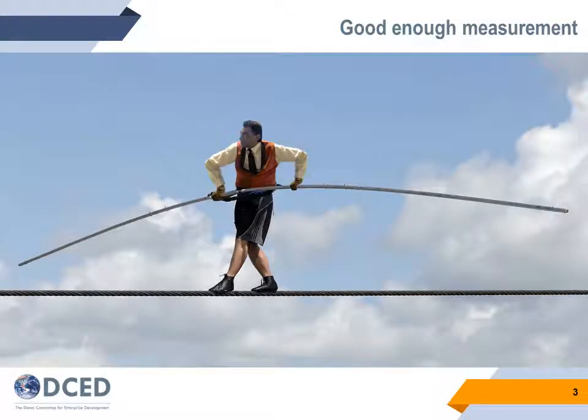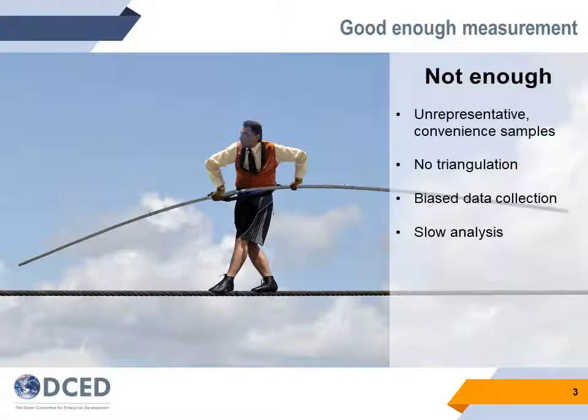So when it comes to data collection, I think there's an important balance to be struck. On one hand, there's no point in doing terrible measurement. What do we mean by this? It means that you take samples that are unrepresentative of your population or that are heavily biased. It might mean that you rely on just a single source of data and you don't look to triangulate it. Maybe you bias your data collection, perhaps by not training your data collectors properly, or you analyze it too slowly to be useful. This all means that you're wasting money. You're not really learning from the data collection that you're doing.